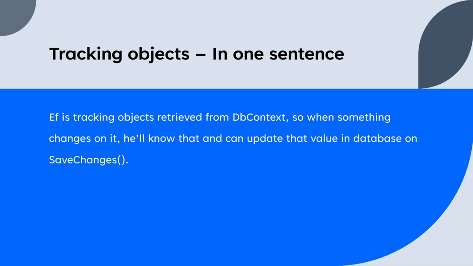So in one sentence, Entity Framework is tracking objects retrieved from a DbContext. So when something changes on it, you will know that and can update that value in the database on save changes. And there is a very important thing here. If you pass an entity to, for example, a front-end model, and the front-end model changes, let's say, a data structure in order to have it common across the whole application, but in the database it looks different, and you somehow call save changes on the DbContext which was used to retrieve that value, then you will change it in the database. So you have to be very careful with passing objects to a UI layer.